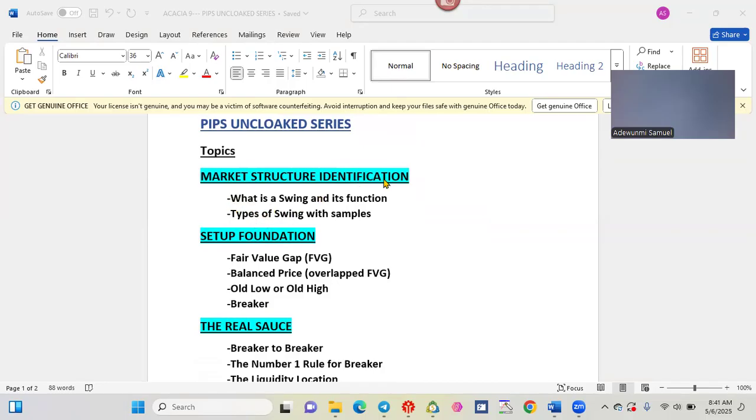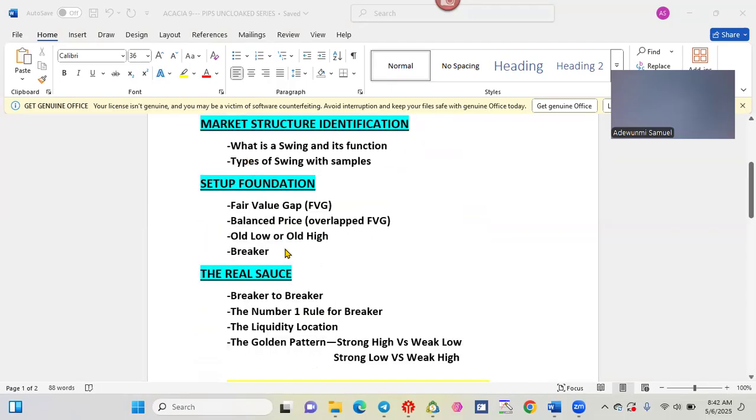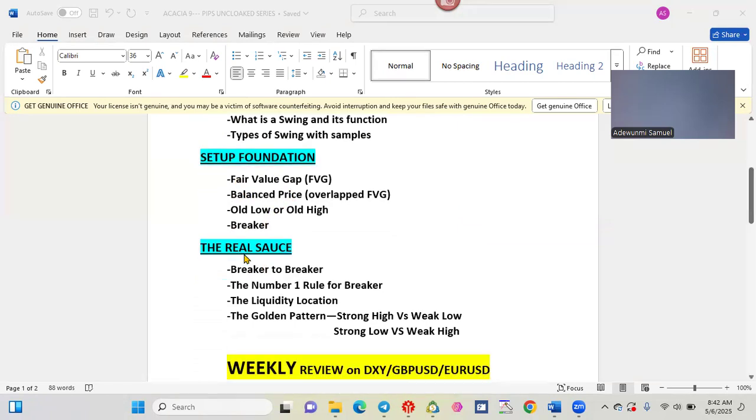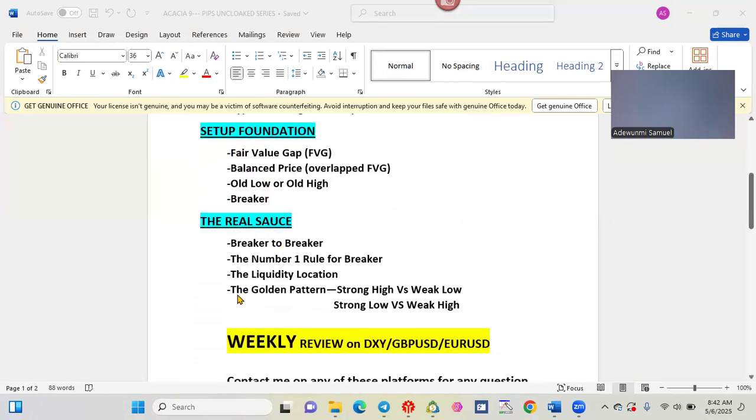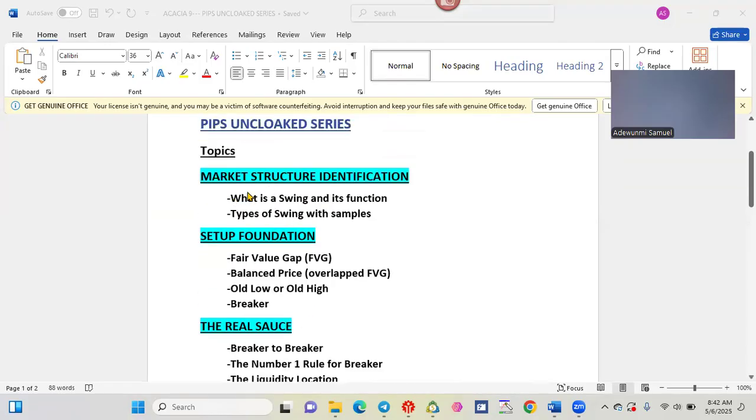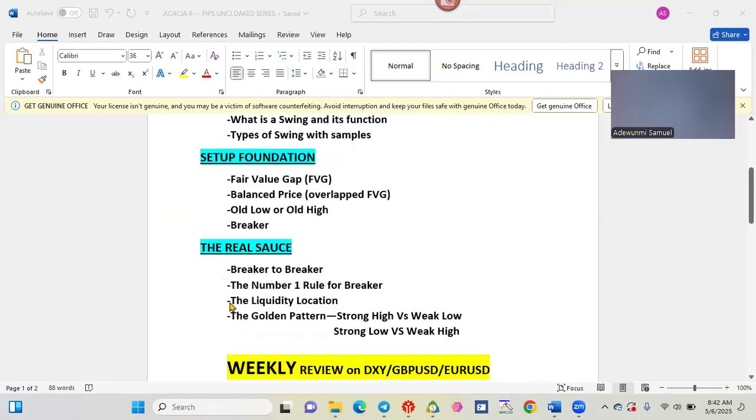Okay, market structure identification. What's a swing and its function, types of swing with examples or samples. Setup, foundation, or the PDRA that you need to focus on. Just four. Then my breaker to breaker, and the number one rule for breaker, my liquidity location. If you understand this first topic, you will understand this liquidity location very easily.